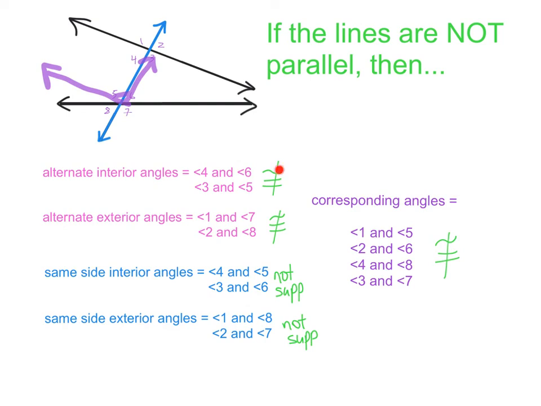That's what we've been saying. The angles aren't congruent, the angles aren't supplementary. The names still hold. Angles 4 and 6, those are still alternate interior angles. They just aren't congruent because the lines aren't parallel. So the relationships fail, but the names still hold. It is super, super important that you understand the difference between the names and their relationships.